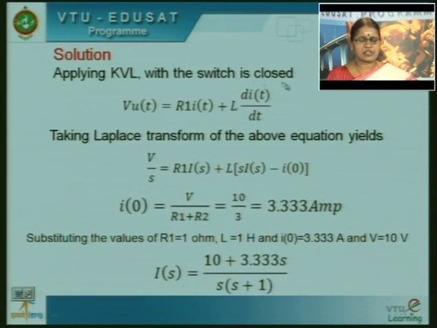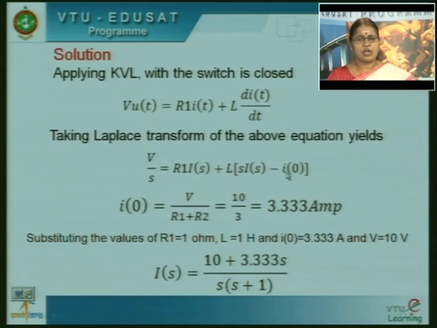Now, taking Laplace transform of the equation, which holds good for time t greater than 0, we can write V by S. V is a DC voltage, so the Laplace transform of V into U of t is V by S. That is equal to R1 into I of S plus L into S into I of S minus I of 0.